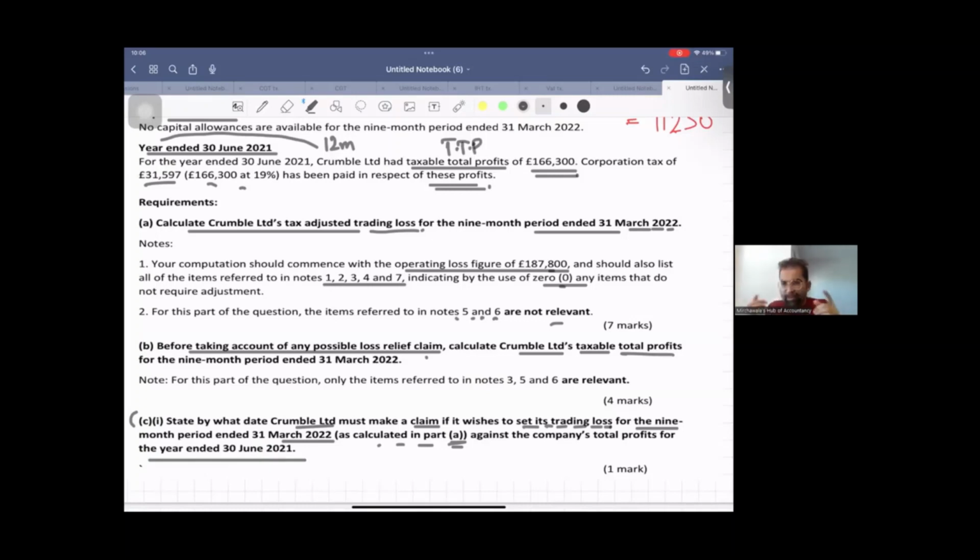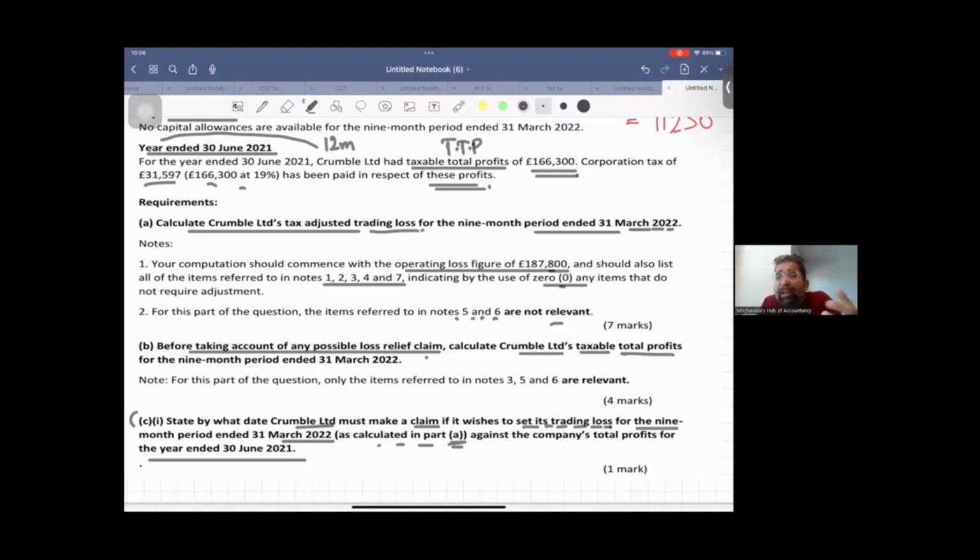Very easy. First, let me introduce you. There are different reliefs for trading losses. You can carry forward your trading loss. You can carry back your trading loss. You can do current year. So there are a lot of options we have with trading loss.